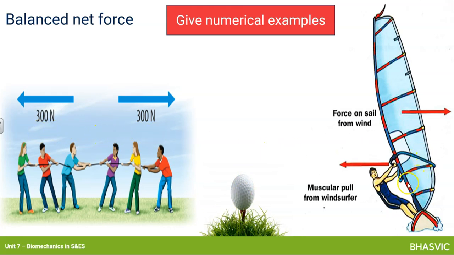This one, the windsurfer is traveling along, so there is motion. The wind is applying a force to the sail, and the muscular force of the surfer is applying an equal and opposite force back. They will just carry on at the same velocity in the same direction. These all represent balanced forces. When you give examples in your work that are your own examples, you need to give numbers like this. Don't worry too much if they're made up numbers, that's totally fine, but you need to give numerical examples in your sports examples.